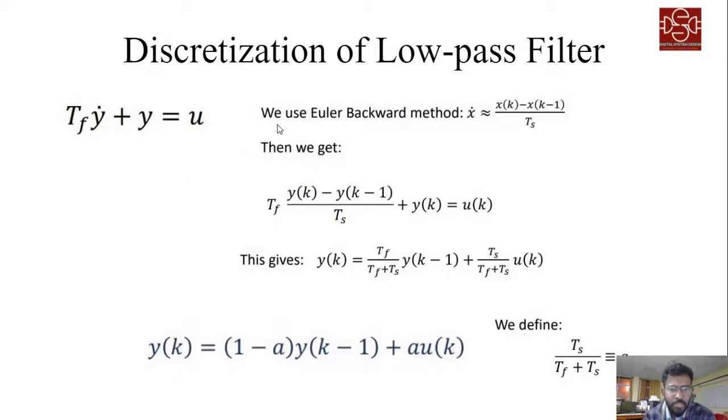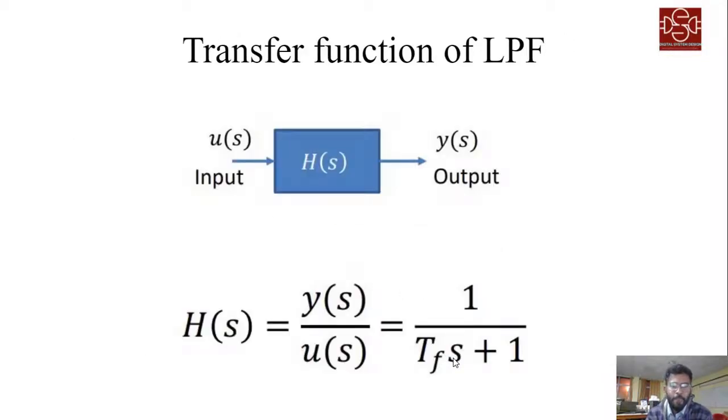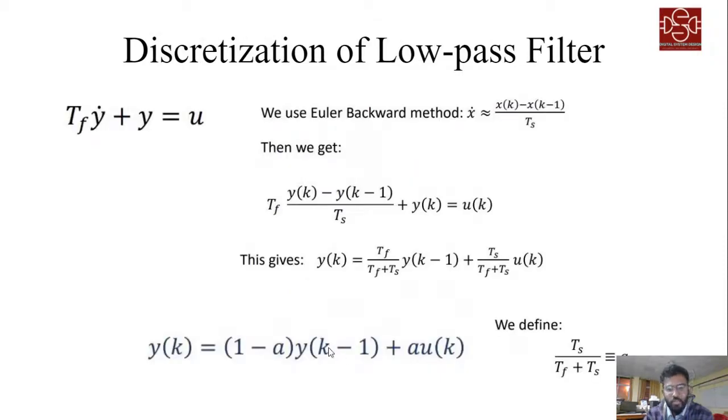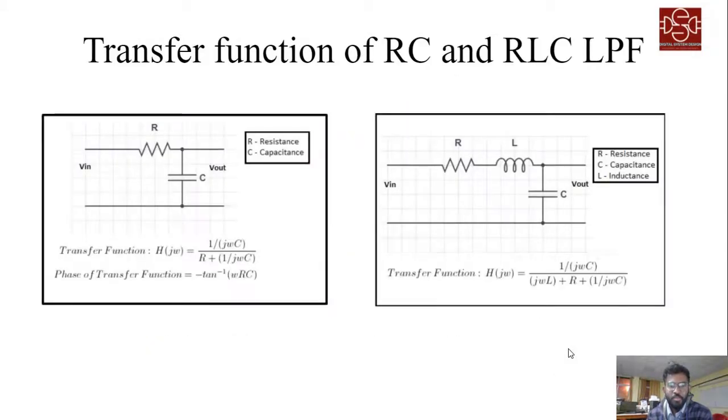So here the transfer function which we have shown in the previous slides, you can see that from the Euler backward method we have defined y[k] equals (1 minus a) y[k minus 1] plus a u[k], where u is the input shown in this slide, y[k minus 1] is the delayed output, and a is denoted by this block, Ts by (Tf plus Ts), and Ts is the sampling time, because discretization is going on here. And these are also the basic things.